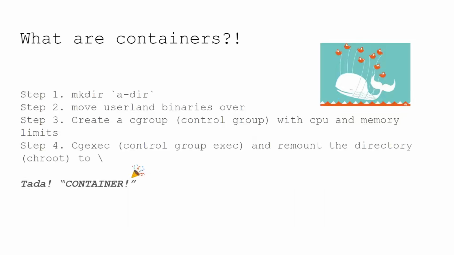Okay, so for those that don't know what a container is, what is a container? How does it work? I'm gonna show all the fun details, not gory details, all the fun details, right? So make a directory, move your userland binaries over to that directory, create a control group, and basically the control group has an allocation of like CPU and memory, and then use the control group execution command to execute stuff and remount the slash using a chroot.